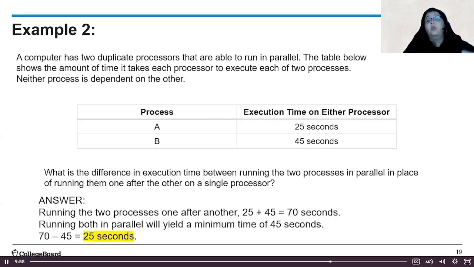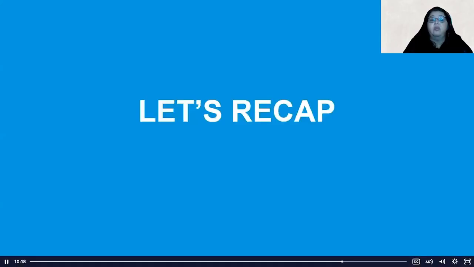So hopefully you said 25 seconds, because when you're running the two processors one after another, then basically you're adding 25 plus 45 and you have 70 seconds. Running both in parallel, you're going to be waiting on the one that's B, 45 seconds. A is done already in parallel someplace else. And that difference between the 70 and 45 is 25.